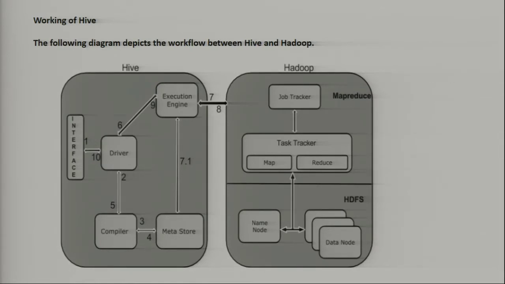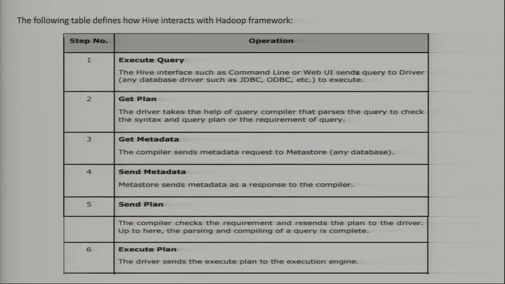Now, as we are looking at this, we'll find out what each and every step does, right from the first up till the 10th step. We'll go one by one and understand how exactly it is performed. Now we'll go with the set of operations to be taken care of. This is the table in which I've written the step number and the operation of each step. This is how it defines Hive's interaction with the Hadoop framework.